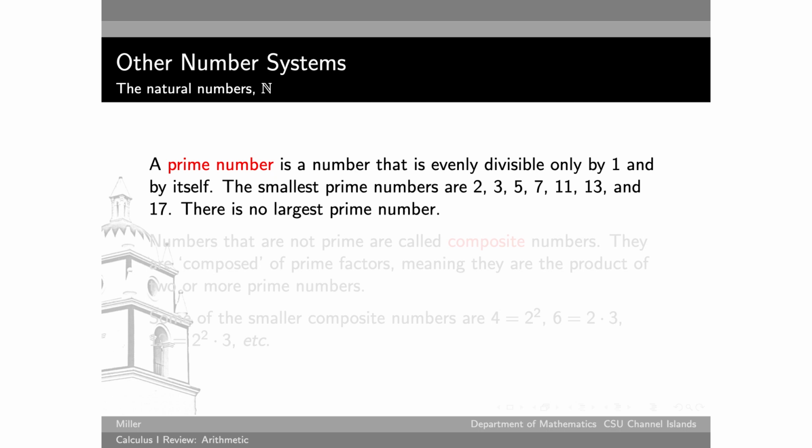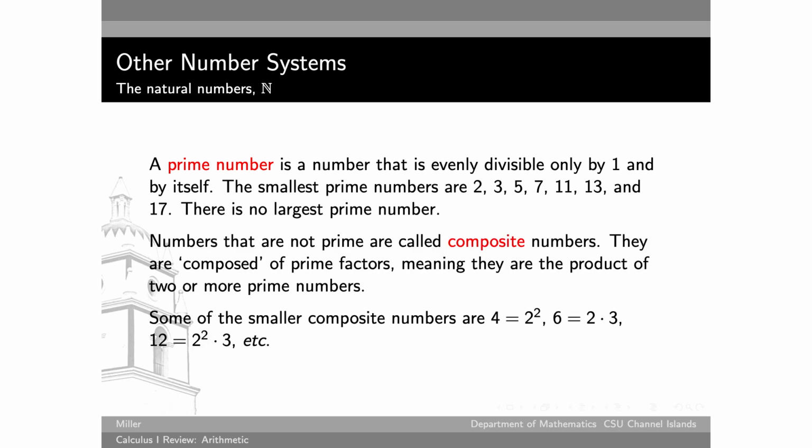A prime number is a number that is evenly divisible by 1 and by itself and nothing else. The smallest prime numbers are 2, 3, 5, 7, 11, 13, and 17. There is no largest prime number. Numbers that are not prime are called composite numbers. They are composed of prime factors, meaning they are the product of 2 or more prime numbers. Some of the smaller composite numbers are 4, which is 2 times 2, 6, which is 2 times 3, 12, which is 2 times 2 times 3, and so on.